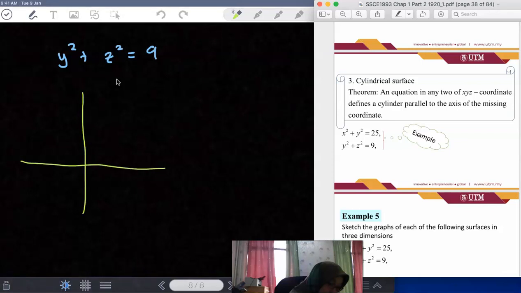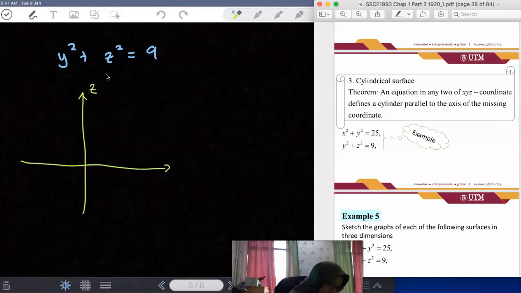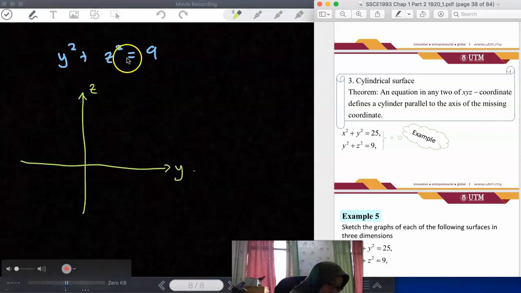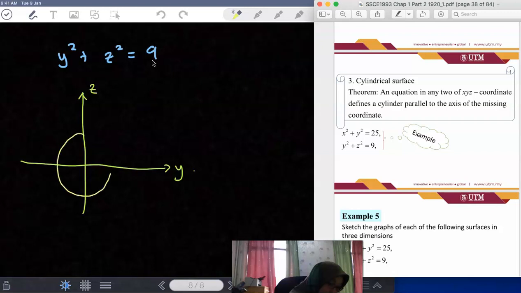Now your trace is a curve on 2D. So on which plane? Since you have YZ here, you can put whether ZY or YZ, it is up to you. Again, what kind of equation do we have? If you think of this one as a 2D graph, you can say I have a circle on the ZY plane, centered at the origin, and the radius is 3. So 3 and then 3.